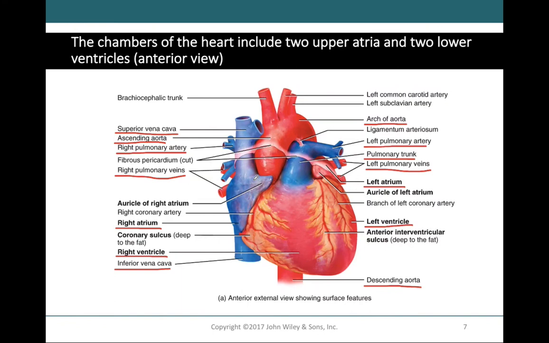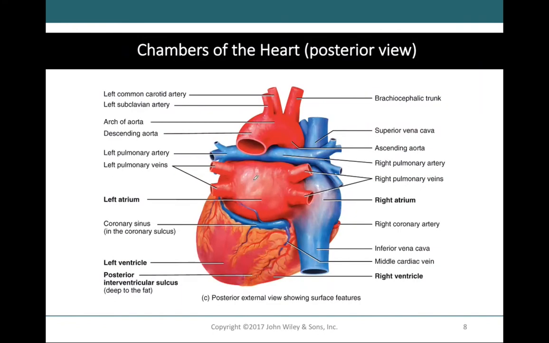So again, this is the anterior side of the heart. We can move to this picture, and we can also see most of those structures here on the posterior side as well. The right atrium and the left atrium are a little bit more nicely viewed from the posterior side.